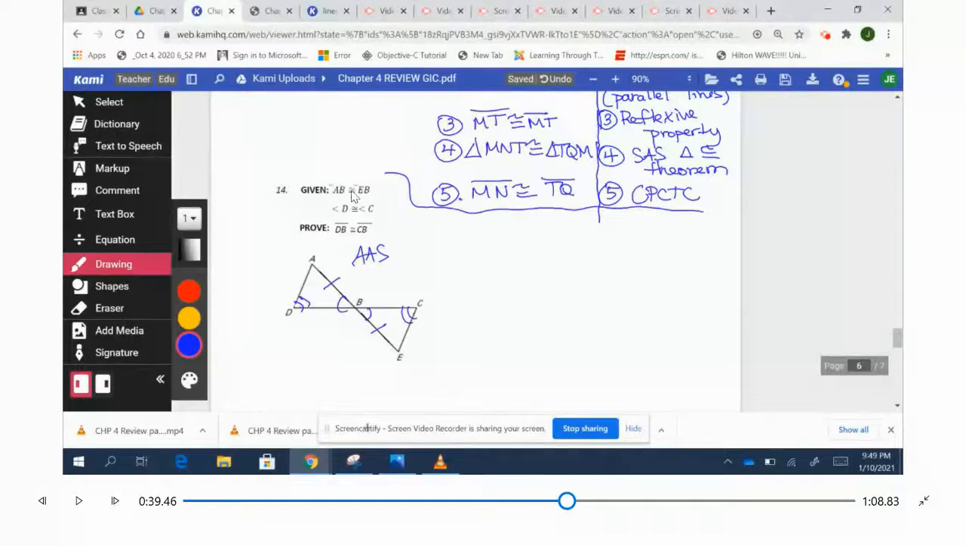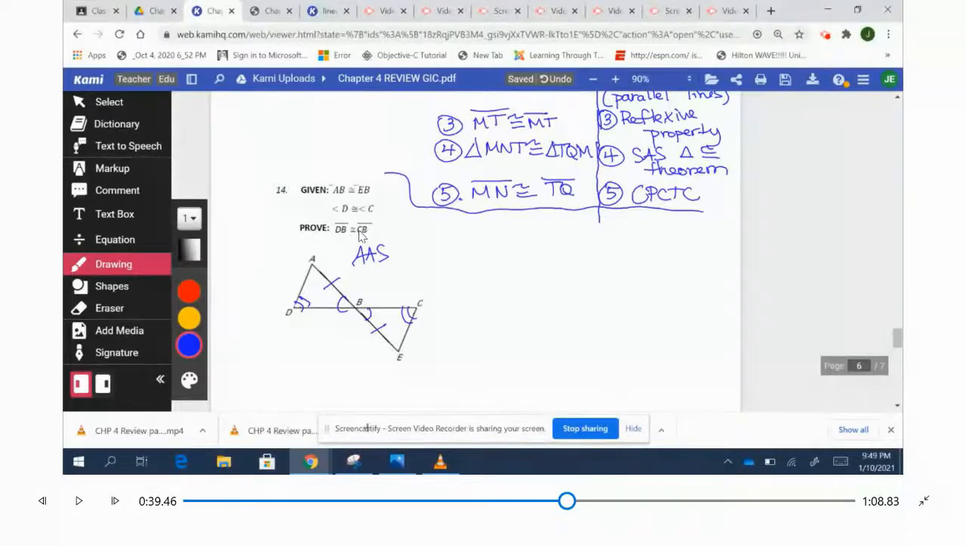Okay, so for number 14, that was quick. AB and EB are given, so I mark those. Sides congruent. It's not an arrow, it's a slash because it's congruent sides. Angle D is congruent to angle C, and these vertical angles are congruent. It's not reflexive. They're opening up in different directions, so it's vertical angles.